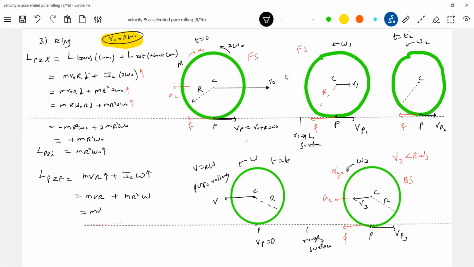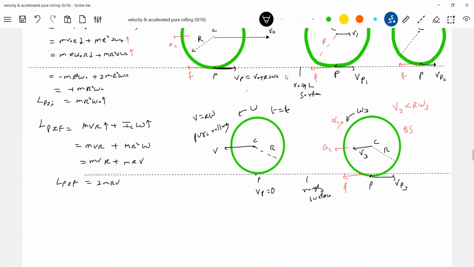For pure rolling, omega I can write as V by R, so it becomes 2MVR. Now, from conservation of angular momentum, L_P final should be equal to L_P initial. So 2mv is equal to mr square omega naught, or we can also write it as m r v naught. Either of these things.